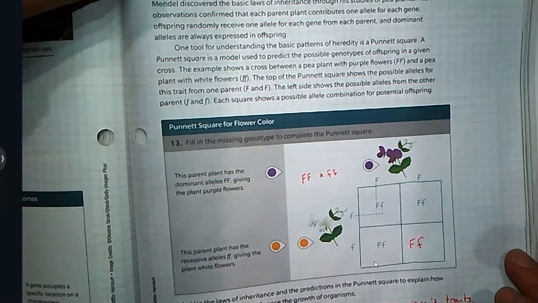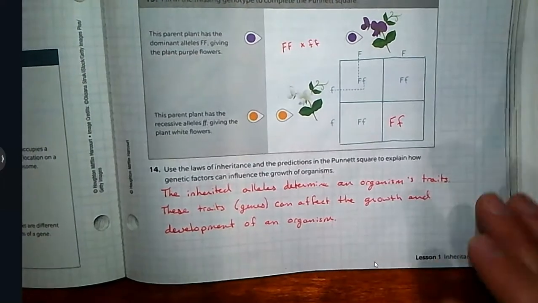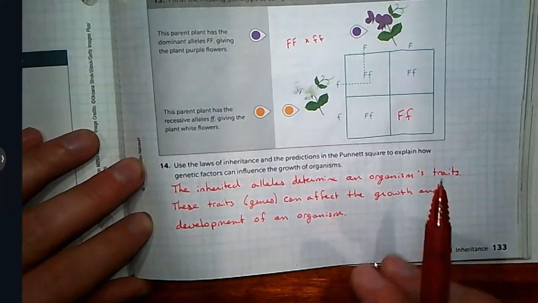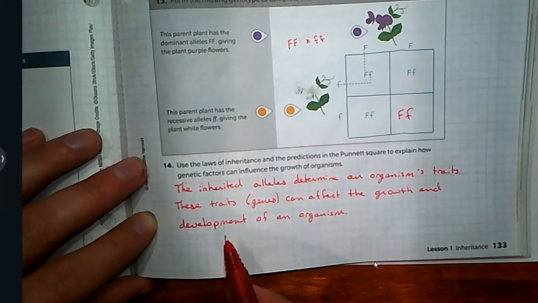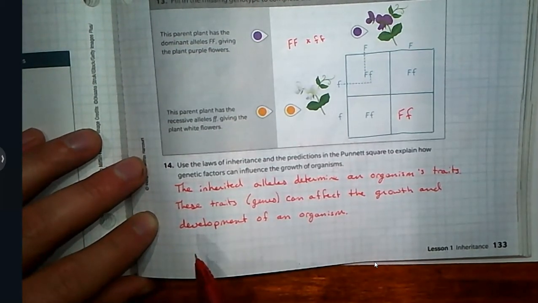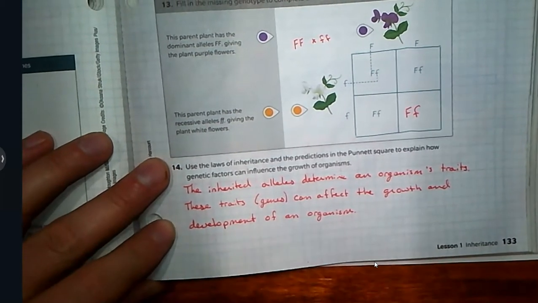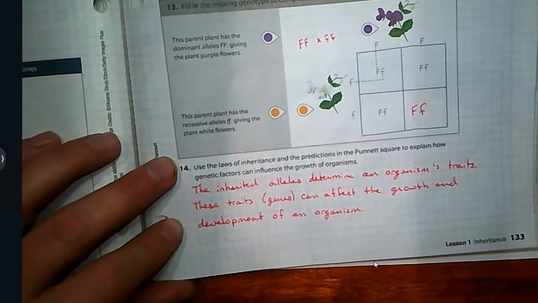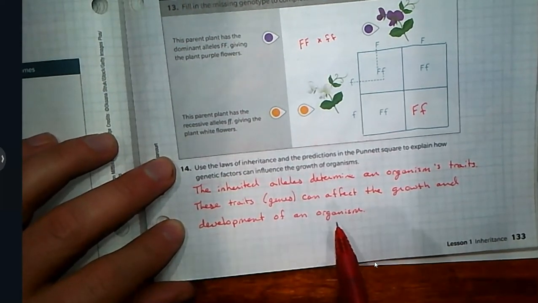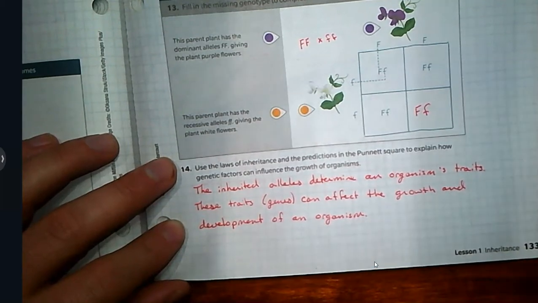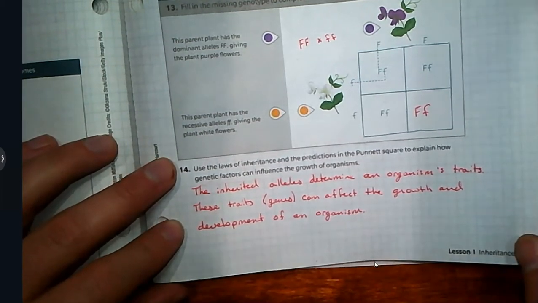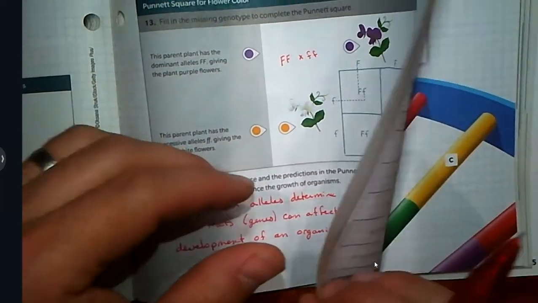What we see here is we use the laws of inheritance and the predictions in the Punnett square to explain how genetic factors can influence the growth of organisms. The inherited alleles determine an organism's traits. These traits, which are also called genes, can affect the growth and development of an organism. So your traits affect the growth and development of you.